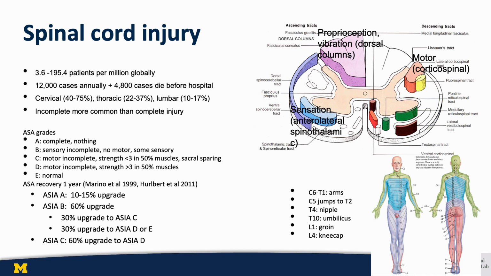So the easiest way to remember this is that ASIA A is a complete with nothing, ASIA E is normal. All you really need to do is then remember ASIA C, which is someone with less than 3 out of 5 strength in the muscle group, so someone who's weak with sensation, and then knowing where that level is, calling out exactly where the location of the injury is.